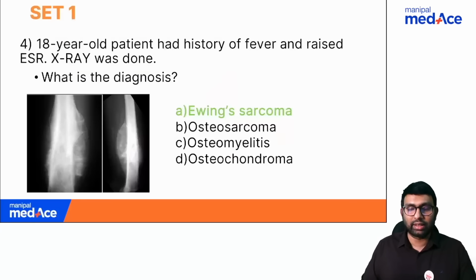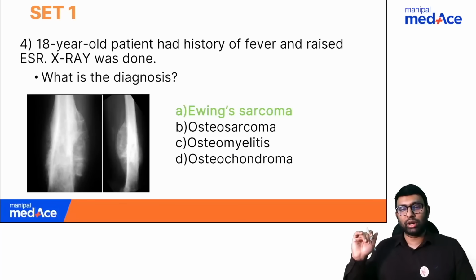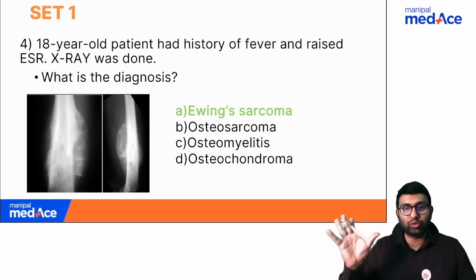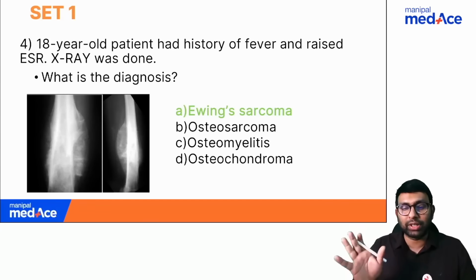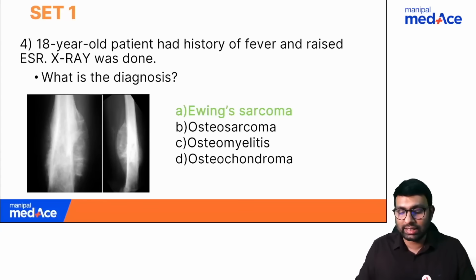The answer here is Ewing sarcoma because it is a diaphyseal tumor, rapidly growing tumor, and also features of fever and ESR are seen in patients with Ewing sarcoma. So the answer here is Ewing sarcoma.